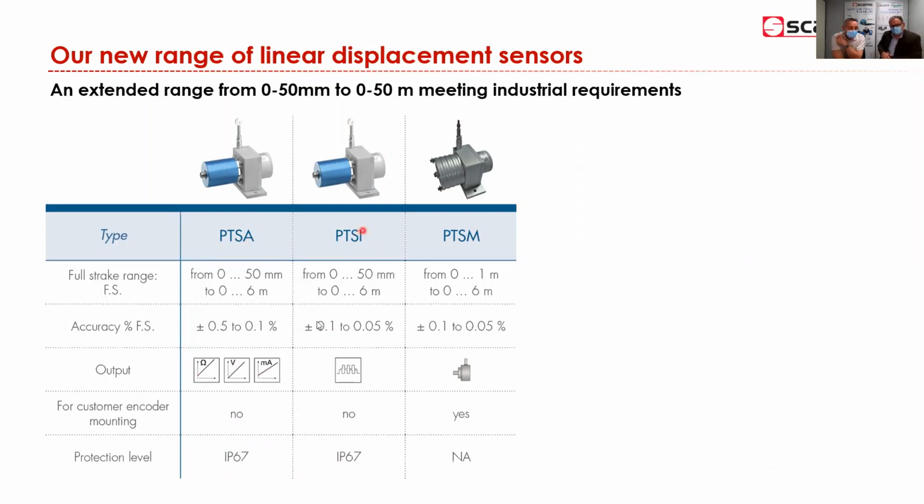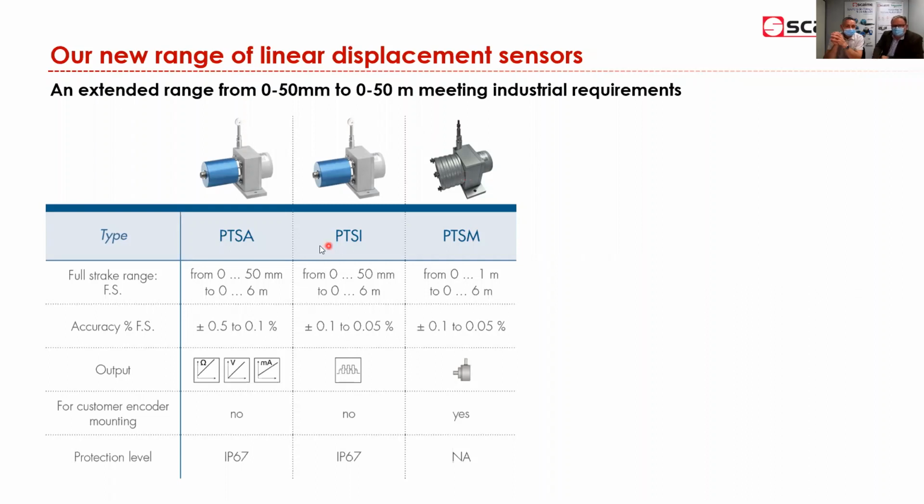The letter I is for pulses output. And the letter M is for mechanical. For us, we can adapt the encoder of the customer directly on the mechanic of the sensor. So we just sell this part, the mechanic sensor, and the customer or SCAIME can fix or mount this encoder directly on the sensor. So we will talk about that in some slide later, yes. Because there are some specific things to be known about this possibility.